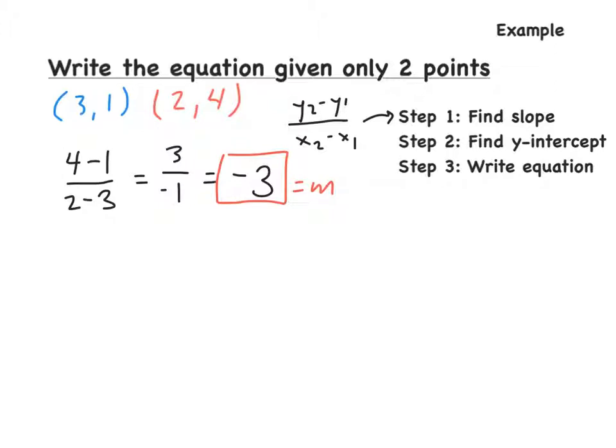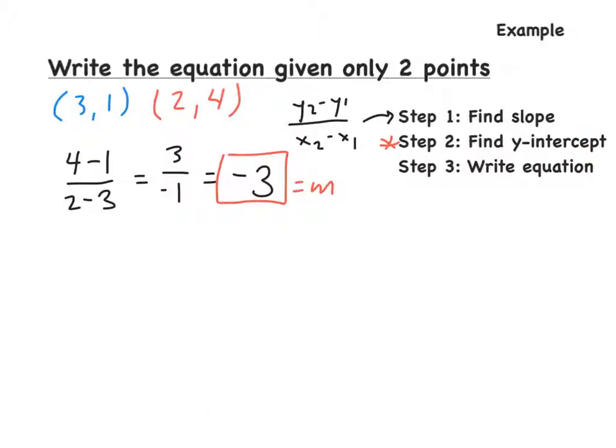Now, step 2, find the y-intercept. This is basically what we had previously done on the equation. We can choose either one of these points to work with, either (3, 1) or (2, 4). It doesn't matter which one. So let's find the y-intercept. I'll just use the first one.